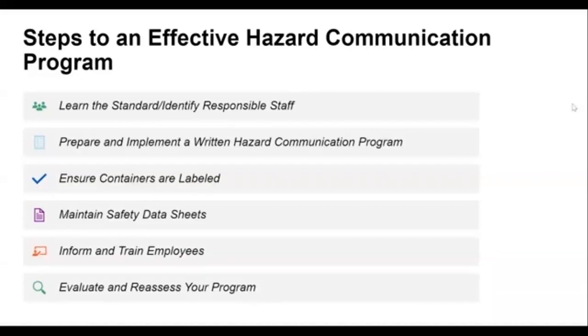And then lastly, review your hazard communication program periodically to make sure that it is still working and meeting its objectives. Revise your program as appropriate to address changed conditions in the workplace, for example, new chemicals or new hazards.